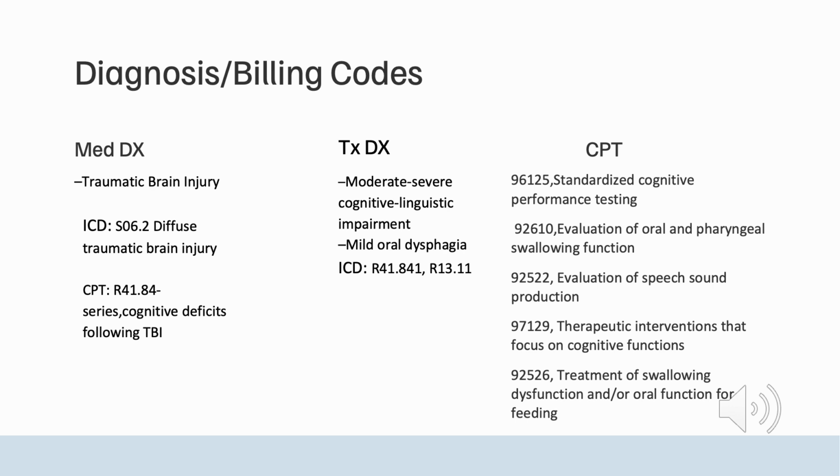His treatment diagnoses were a moderate to severe cognitive linguistic impairment and mild oral dysphagia, so his ICD codes were R41.841 and R13.11. And then we have his CPT codes, which we had one for standardized cognitive performance testing, evaluation of oral and pharyngeal swallowing function, evaluation of speech sound production, therapeutic interventions that focus on cognitive functions, and treatment of swallowing dysfunction and/or oral function for feeding.